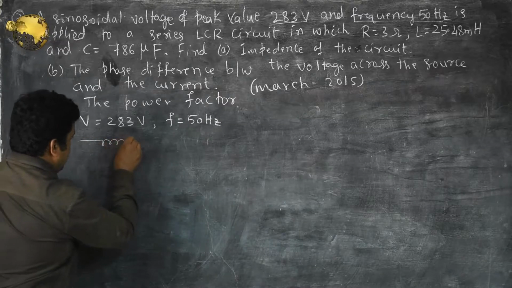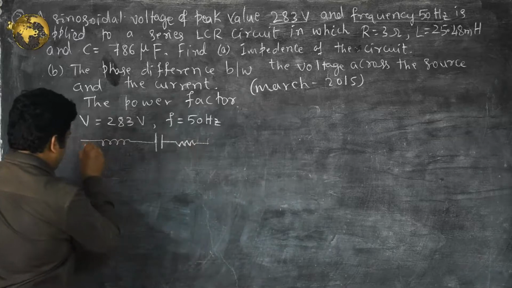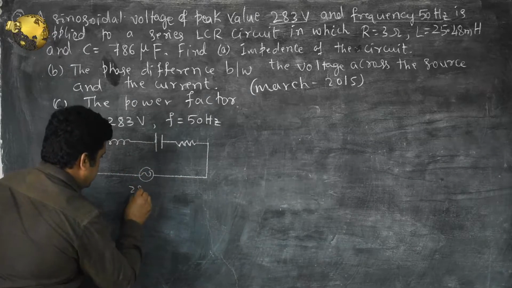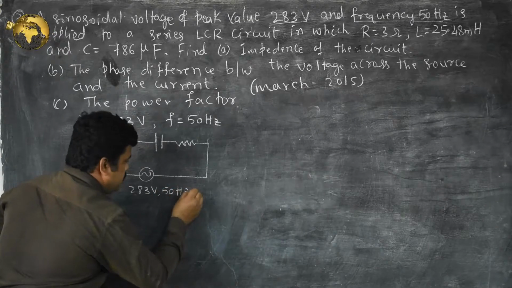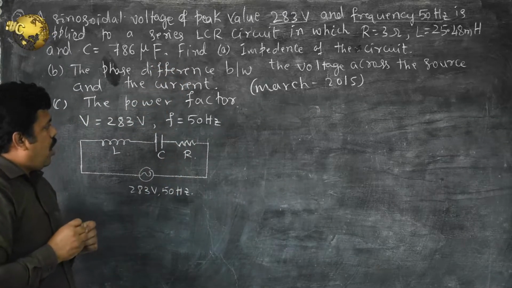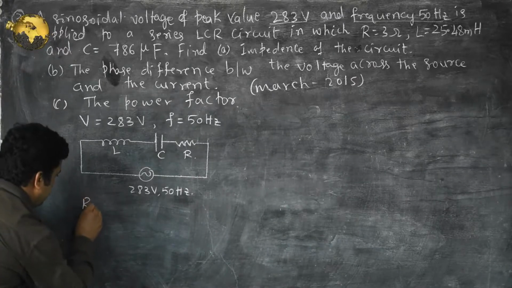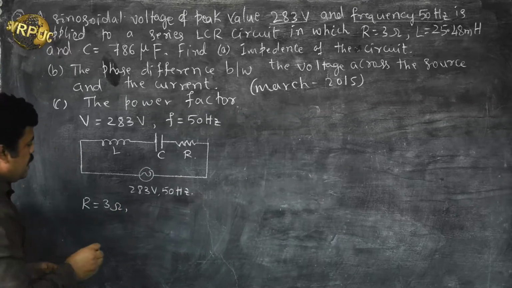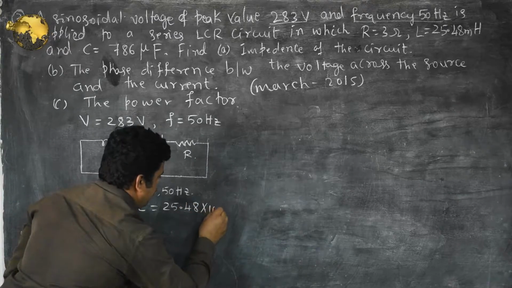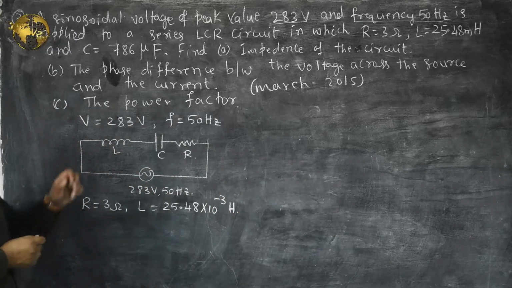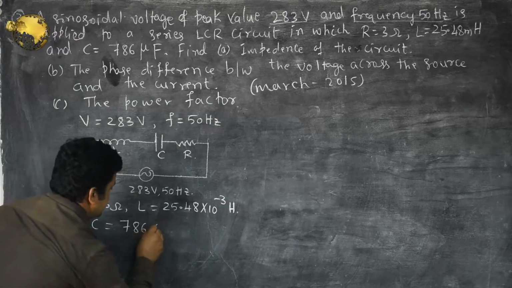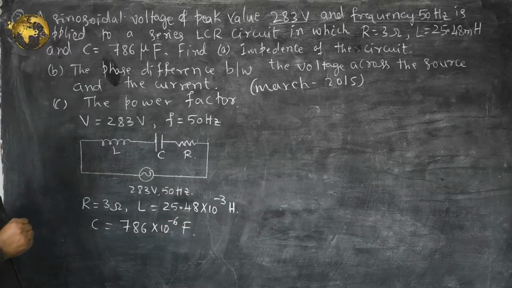So we can take it as L, C and R. The source we have applied is 283 volt, 50 Hertz. This is L, C and R, in which R is equal to 3 ohm. L is equal to 25.48 millihenry, that is 10 to the power minus 3 Henry, and C, that is capacitance, is equal to 786 microfarad, that is 10 to the power minus 6 farad. This is the total given.